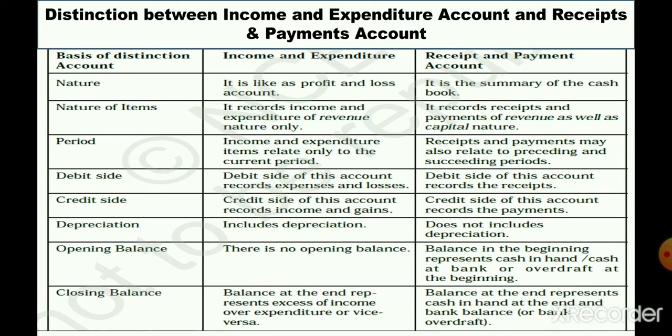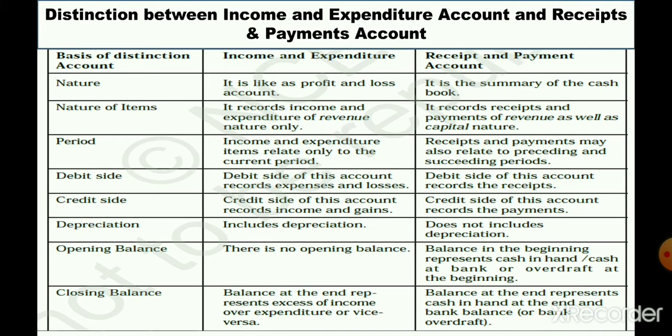Next is income and expenditure items relate only to the current period in income and expenditure account, whereas receipts and payments may also relate to preceding and succeeding periods in receipts and payment account. In income and expenditure account, debit side of this account records expenses and losses, and credit side of this account records income and gains. On other side, debit side of receipts and payment account records the receipts, and credit side of this account records the payment of not for profit organization.